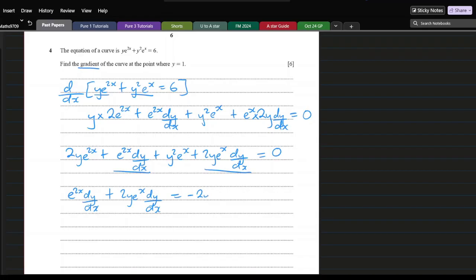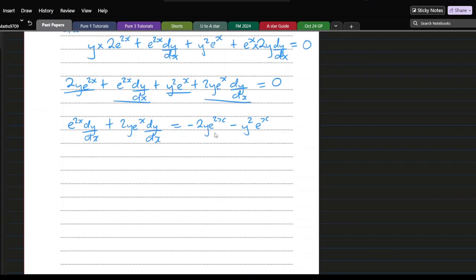So we've got negative y e to the 2x, that's here. Then we've got negative y squared e to the x. Alright, and now we want to make dy dx subject of the formula, so we're going to factor it out.